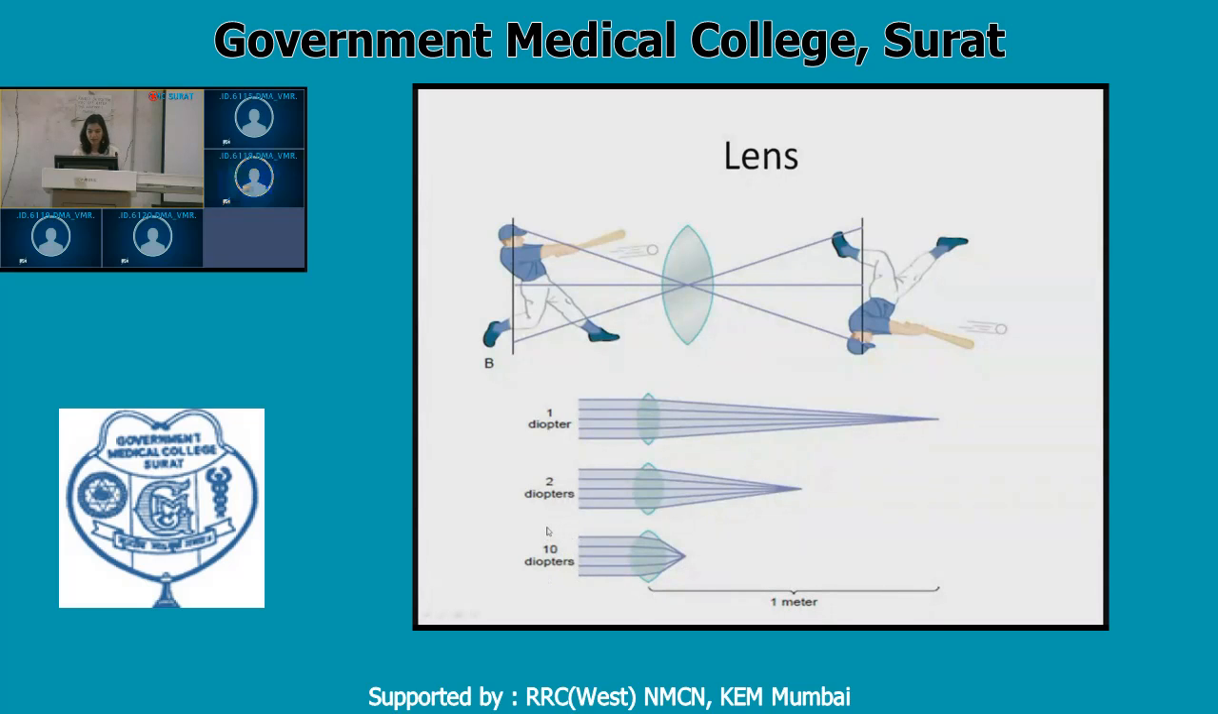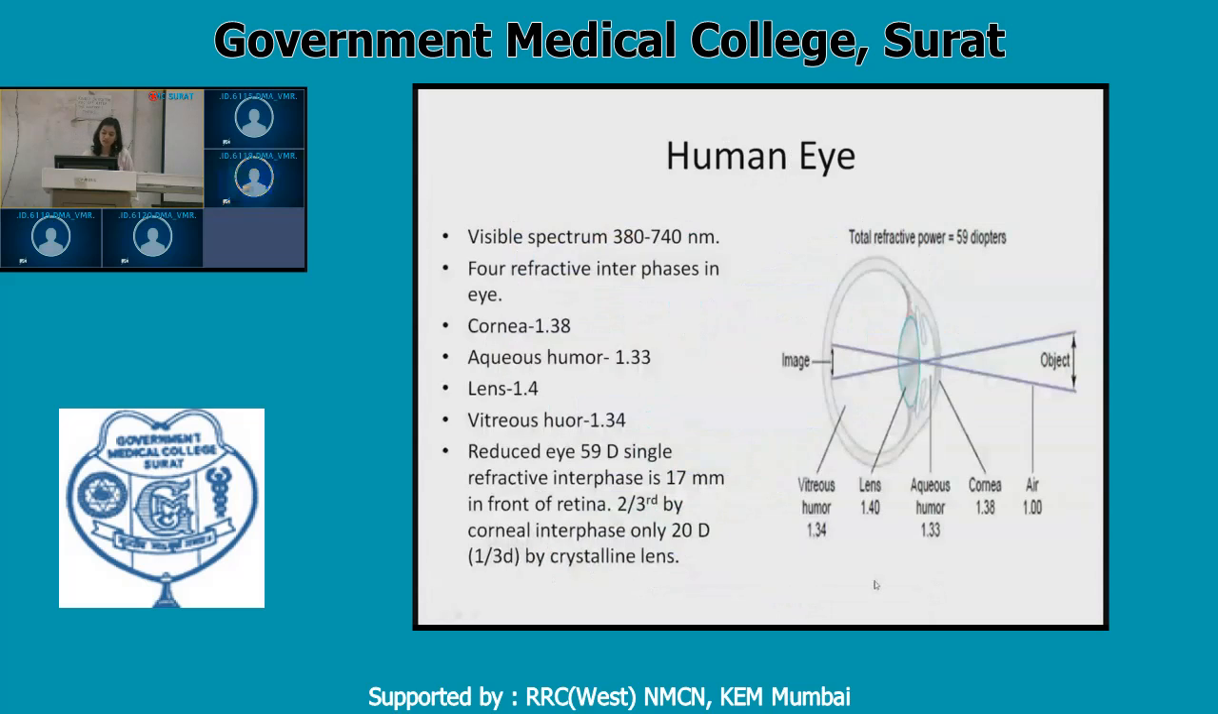Now coming to the human eye, the visible spectrum to the human eye is 380 to 740 nanometers wavelength of light, which can be visualized by the human eye.